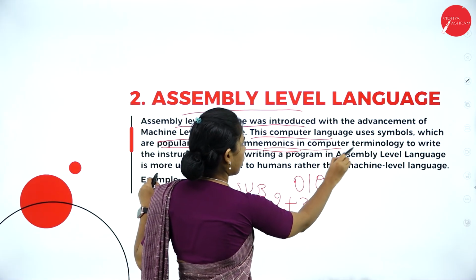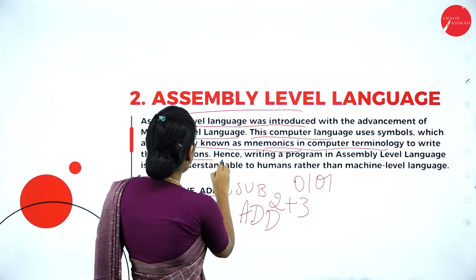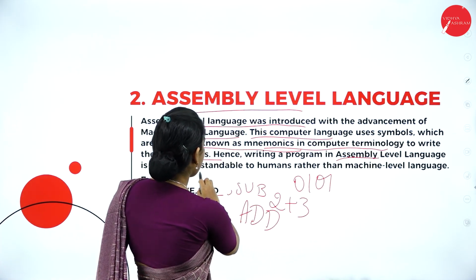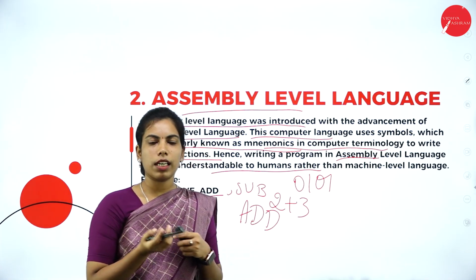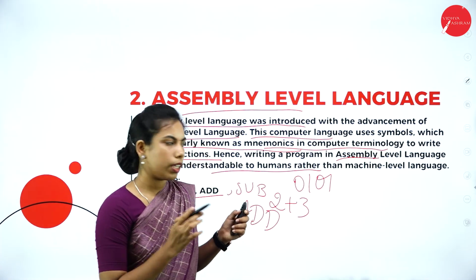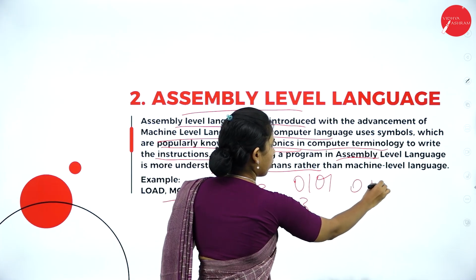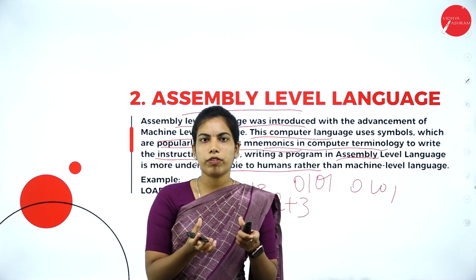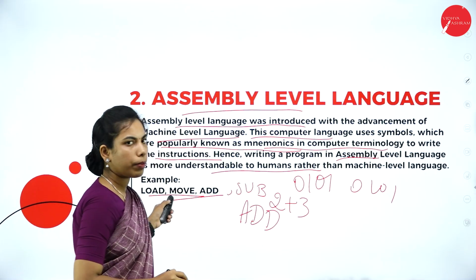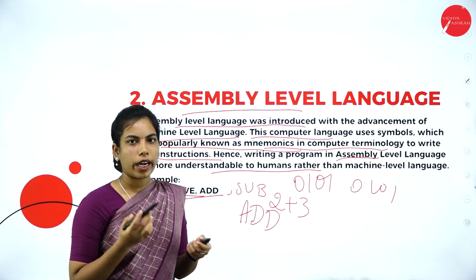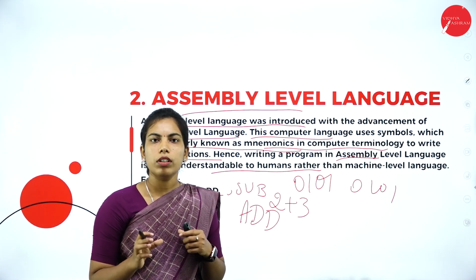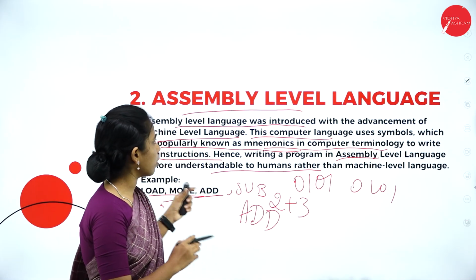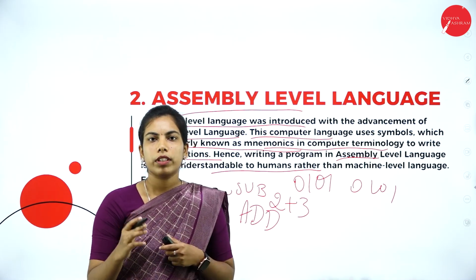This is what mnemonics are in computer terminology, the time and instructions. Hence, writing a program in assembly level language is more understandable by humans than machine level language. In machine level language we only see 0, 1, 0, 1, right? So in assembly level language it is in a readable human format, right? Here you can see humans can read load, and also move and also add. These are familiar, readable formats for humans compared to machine level language. That is why assembly level language is quite familiar to humans.